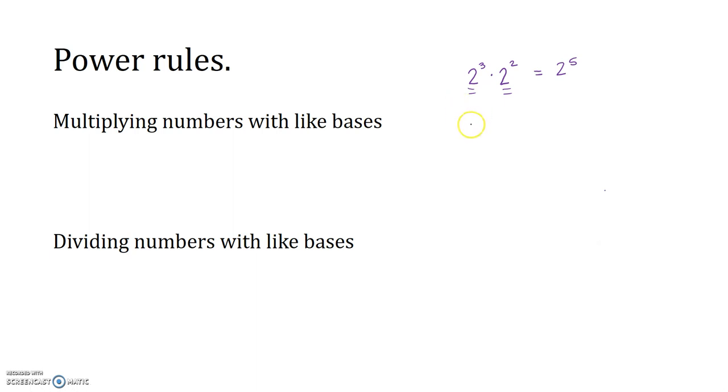It's the same with variables. If I have z to the fifth times z to the seventh, that would be z to the 12th. So whenever you multiply numbers with like bases, you will add the powers together.